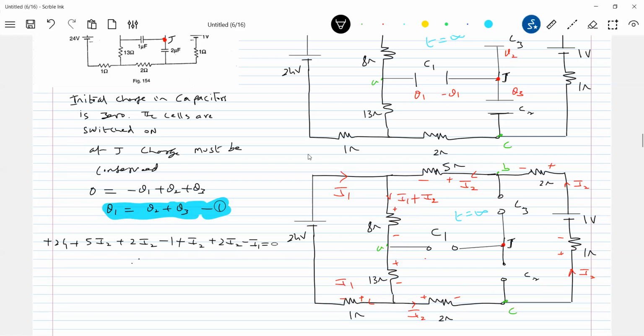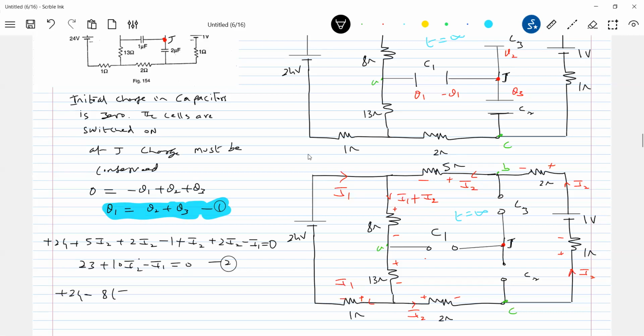This is the one equation. So here 24, 5, 2, 7, 7, 10 I2. 24 minus 1, 23. So this is the equation 2. So one more equation is needed. So you can choose the smaller loop, where fewer elements are there.